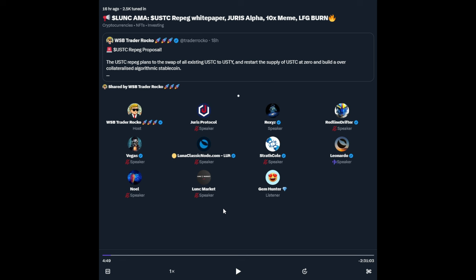The plan that we'll be discussing is to swap all the USTC to USTY and restart the supply of USTC at zero and build an over collateralized algorithmic stablecoin.